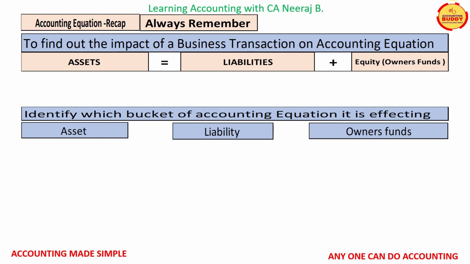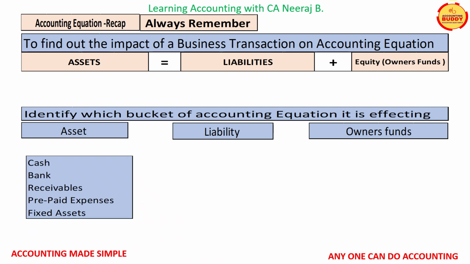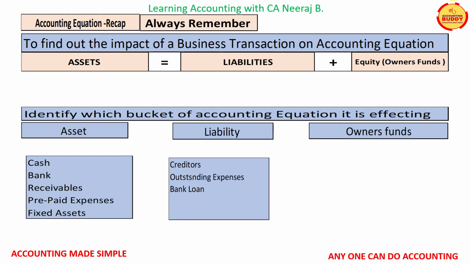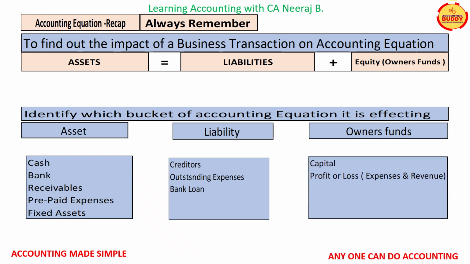And by now, we very well know what are assets. They include both current assets like the cash, bank receivables, prepaid expenses, etc., and also non-current assets or fixed assets like plant and machinery, building, furniture, etc., owned by the business. And the liabilities include creditors, outstanding expenses, bank loans, etc. Owners' funds include capital contribution and profit earned or loss incurred by the business.